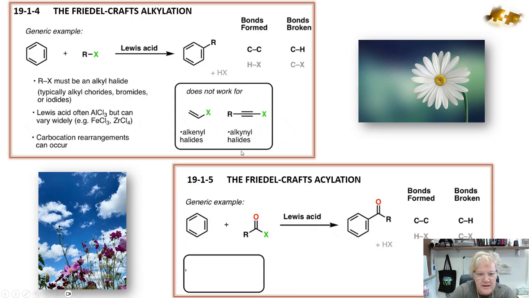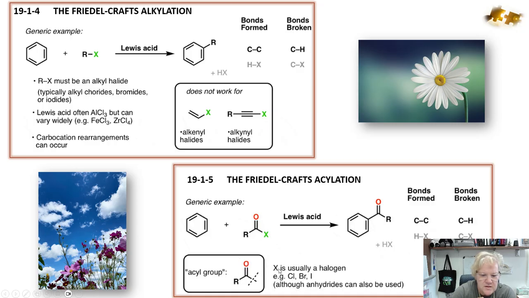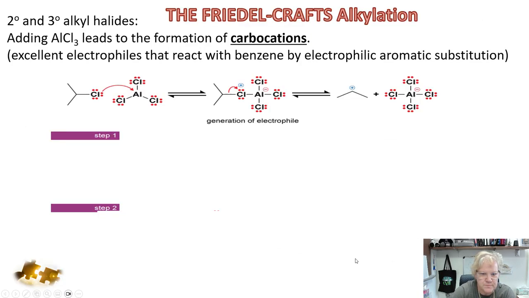Also, one drawback is you cannot use it with alkenyl halides or aryl halides. It just doesn't work. Okay, so there are some problems here. The acylation uses this acyl group. It looks like this. Usually X is some kind of halogen. Chlorine, bromine, iodine. You can use anhydrides. We're not going to look at these, but you can do this with some anhydrides also.